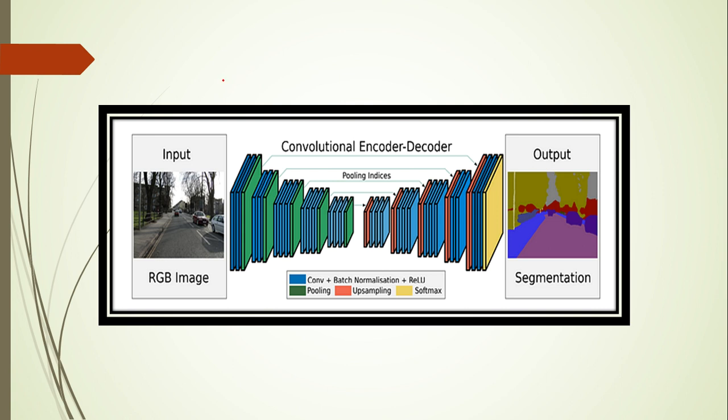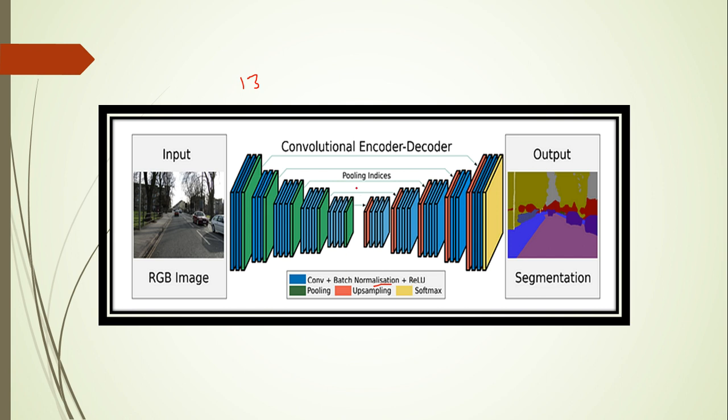The encoder network consists of 13 convolution layers by default, and the convolution operation deals with the filter bank to generate the feature maps. After these feature maps, the next step is batch normalization. Then the ReLU activation function is applied here. After the ReLU process, it moves to the max pooling layer.